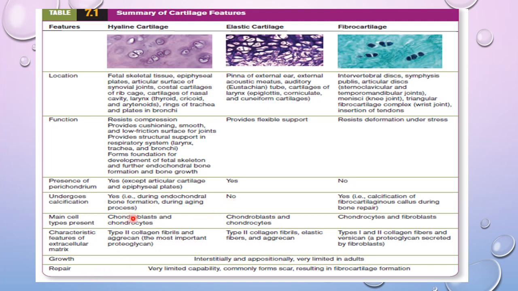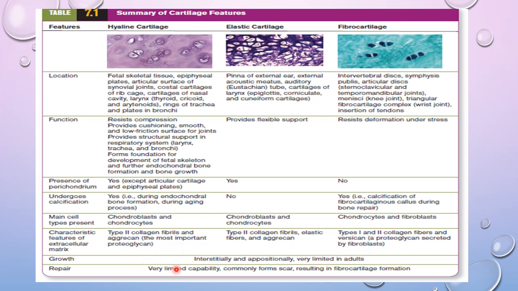The main cell types are the chondroblast and the chondrocytes in the elastic and the hyaline cartilage, whereas the chondrocytes and the fibroblast cells are present in the fibrocartilage. The extracellular matrix is composed of the type 2 collagen fibers in the hyaline cartilage and the elastic cartilage, but the elastic cartilage has, along with the type 2 collagen fibers, the elastic fibers also, which is the characteristic feature of the elastic cartilage. The fibrocartilage is comprised of the type 1 and type 2 collagen fibers, which are secreted by the fibroblast cells.